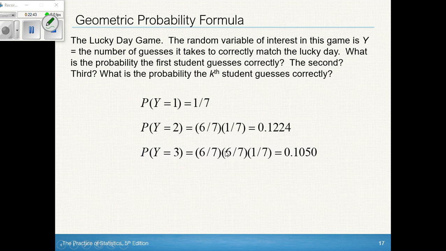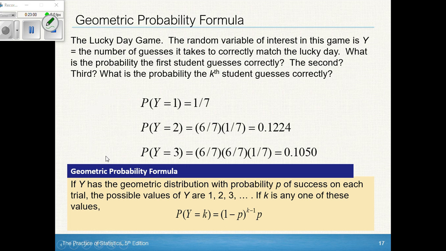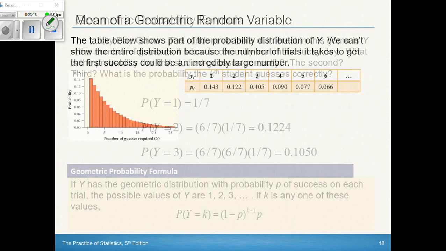This means the first student guessed incorrectly, the second student guessed incorrectly, and the third student was the first one to get it right. Now notice in this case, they're unaware of what the other guesses are, so the guesses are independent and the probabilities are 1/7 each time. And you get the idea that we're going to have a bunch of failures and then the very last one's going to be a success. So all but one of them are failures, and then I get a success and stop. In the geometric distribution, you stop when you get the first success.